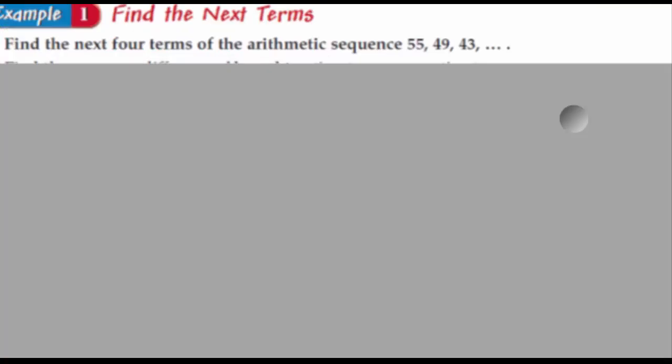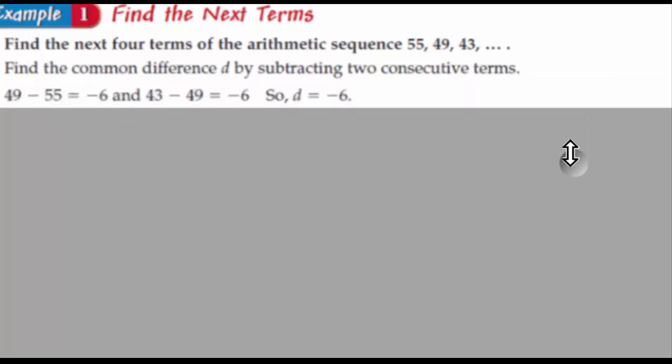All right. So the first thing we need to be able to do is find terms of an arithmetic sequence. Hopefully you're looking at this problem and thinking, this is super easy. We want to find the next 4 terms here. We have 55, 49, 43. We need to find the common difference. Hopefully we see that we are subtracting by 6, or adding negative 6, however you want to look at it, each time to get from one term to the next. We find that by subtracting a term by its previous term. So our common difference here is negative 6.